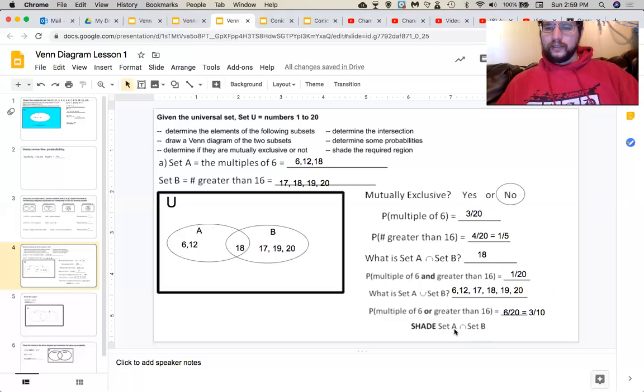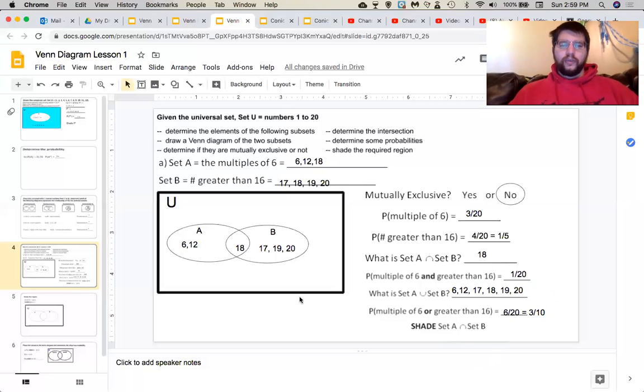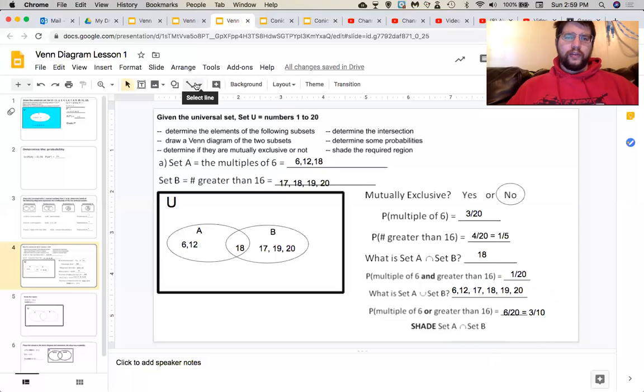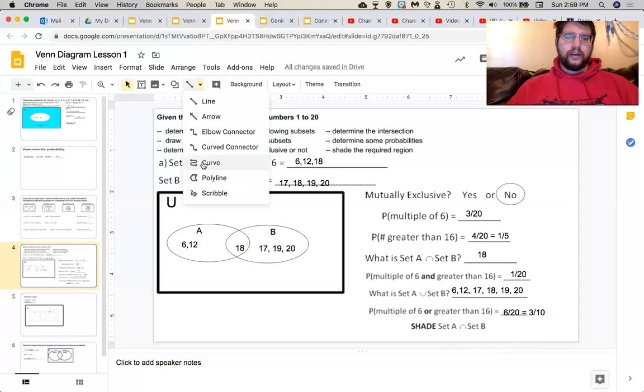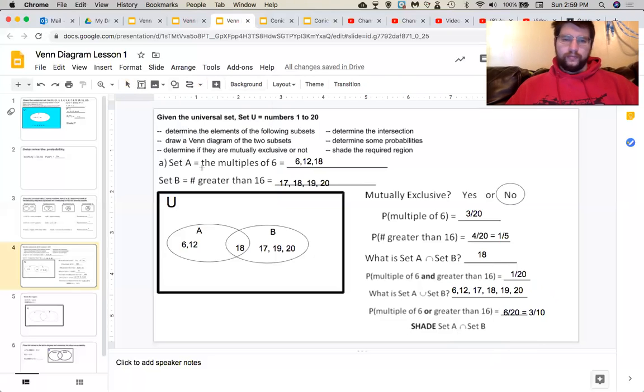Now it says shade set A intersects set B. Okay, so here's where it takes a little work. And notice how I had this one transparent so we could see behind it. This is why. So you're going to come over here and you're going to select the curve tool. Okay. And you're just going to click on this intersection part. So I'm going to click, go a little bit, click, go a little bit, and click, go a little bit, click. And just keep doing that all the way around. And if you do it in line right there, it'll connect.